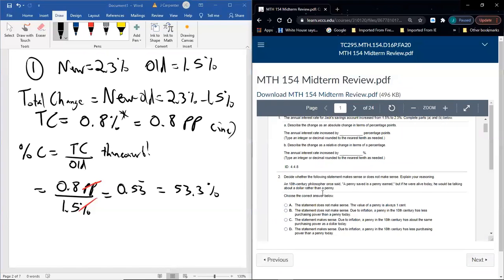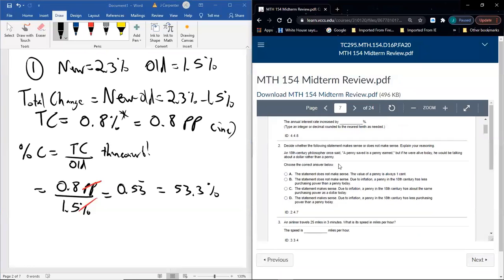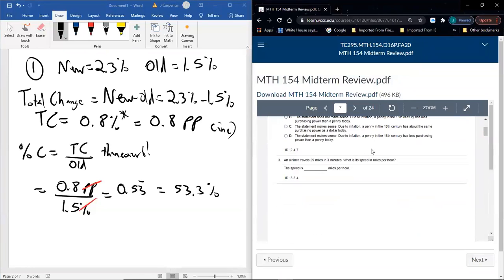All right, I have actually done this question number 2 previously, so I'm not going to do it again. An airliner, number 3. An airliner travels 25 miles in 3 minutes. What is the speed in miles per hour?